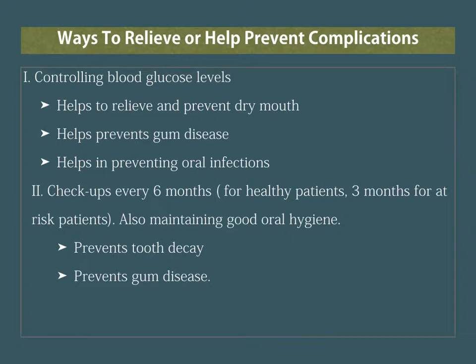Ways to relieve or help prevent complications: controlling blood glucose levels helps relieve and prevent dry mouth. It can prevent gum disease and also oral infections. Checkups are recommended every 6 months for healthy patients. For an at-risk patient, it is every 3 months. And of course, maintaining good oral hygiene can prevent tooth decay and gum disease.